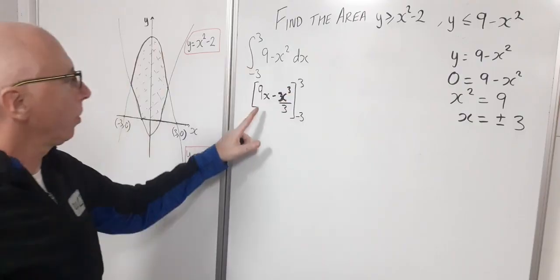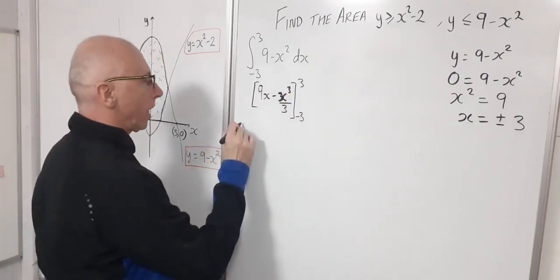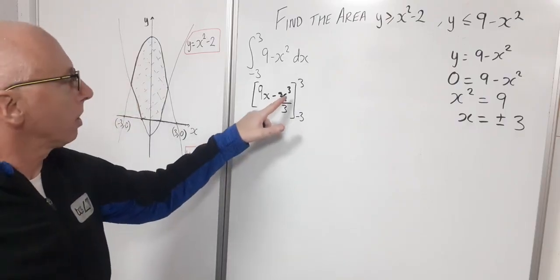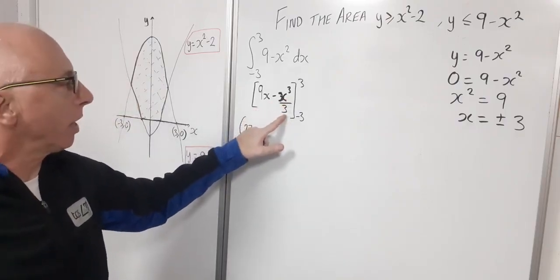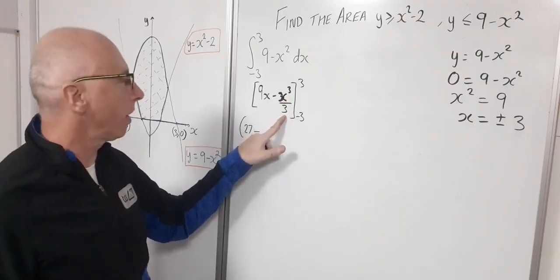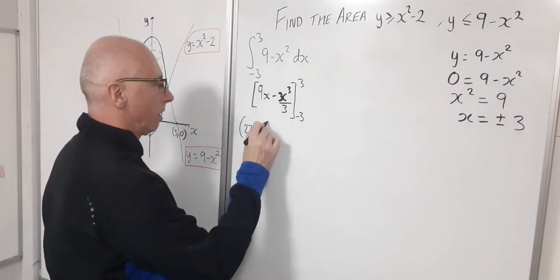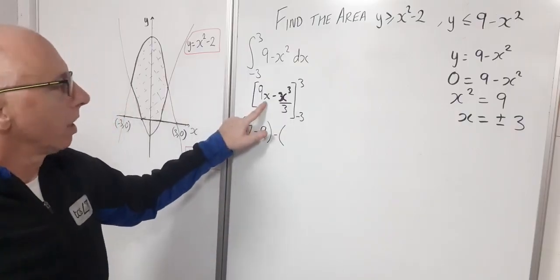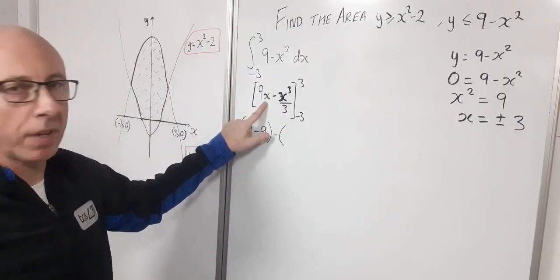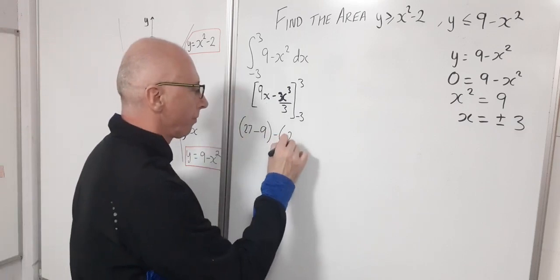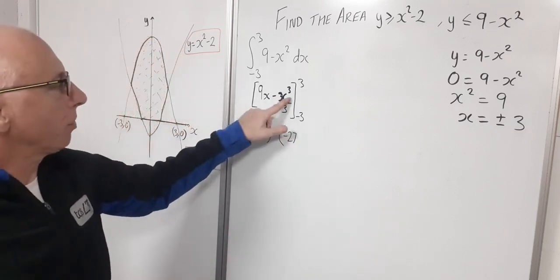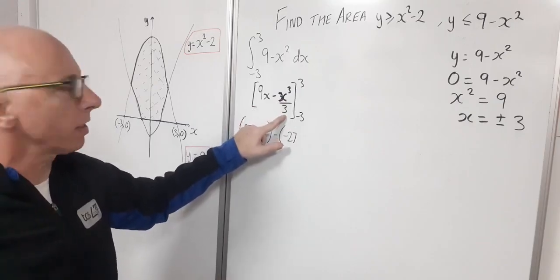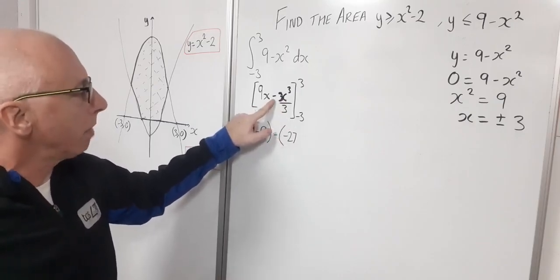Okay, so first of all let's plug in 3, so we get 27 minus 3 cubed is also 27, divided by 3 gives me 9. So that's the value at 3, and then we subtract the value at minus 3. So then minus 3 plugged in for x, we get minus 27. And then minus 3 cubed, that gives me minus 27, over 3 gives me minus 9. So we've got minus minus 9.